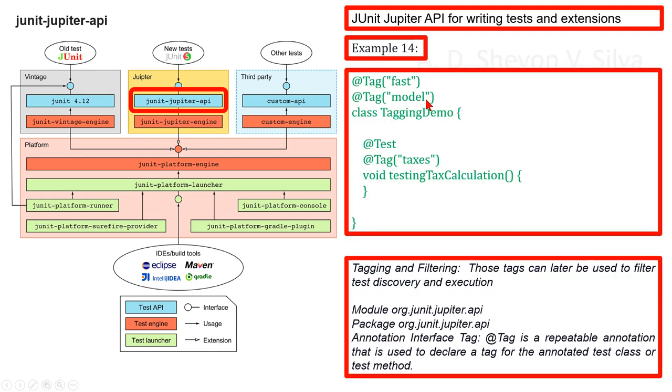Now we are considering tagging and filtering. Those tags can later be used to filter test discovery and execution. The annotation interface Tag in package org.junit.jupiter.api in module org.junit.jupiter.api, @Tag, is a repeatable annotation that is used to declare a tag for the annotated test class or test method. Test classes and methods can be tagged via the @Tag annotation. Those tags can later be used to filter test discovery and execution.